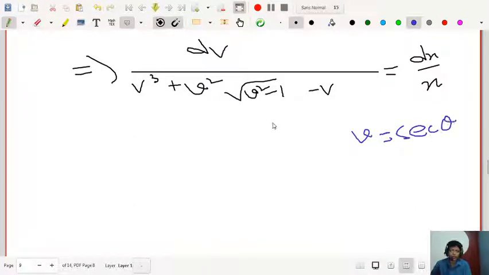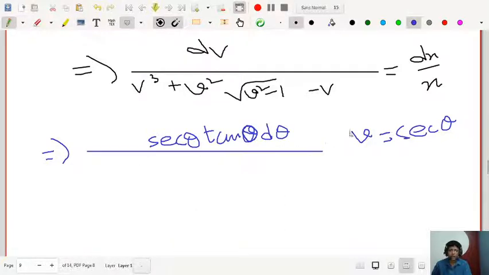Because you have your v square minus 1 here, so sec square theta minus 1 is tan square theta, this square root will be removed. So in that case, derivative of sec theta is sec theta tan theta. So in the numerator you have sec theta tan theta d theta.